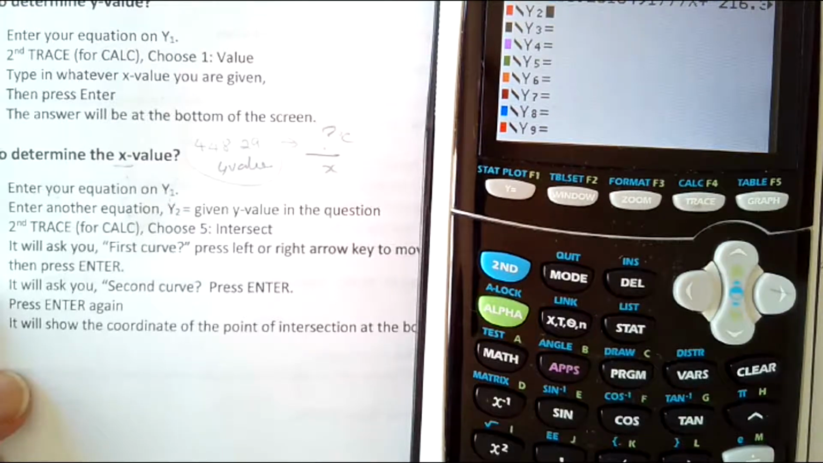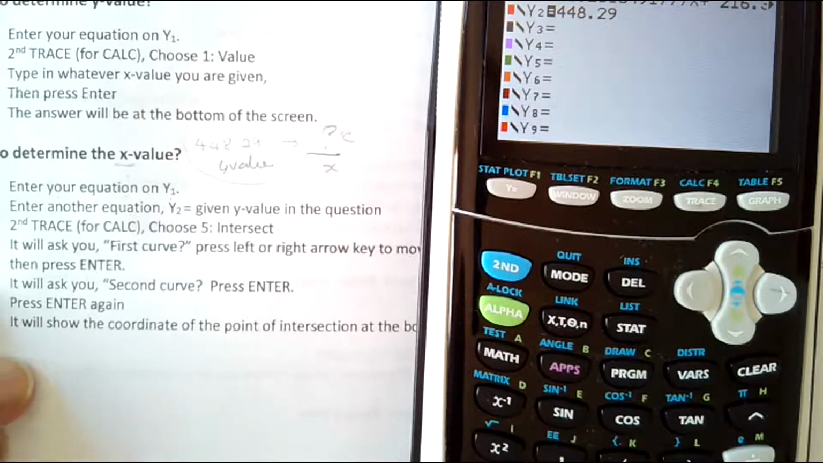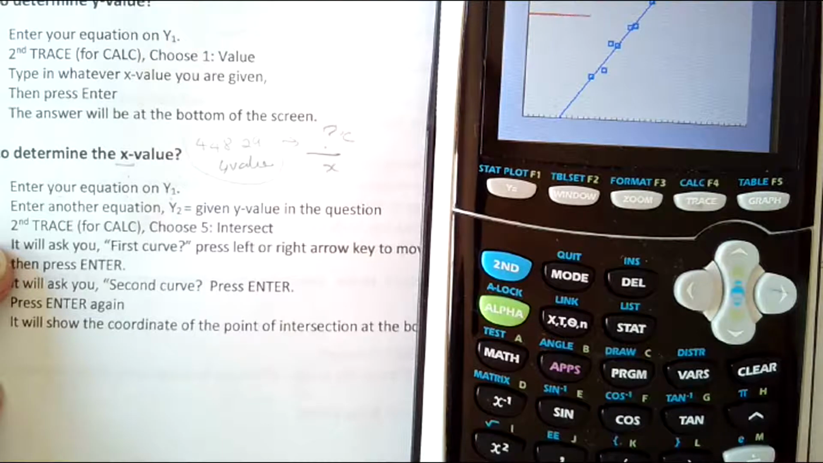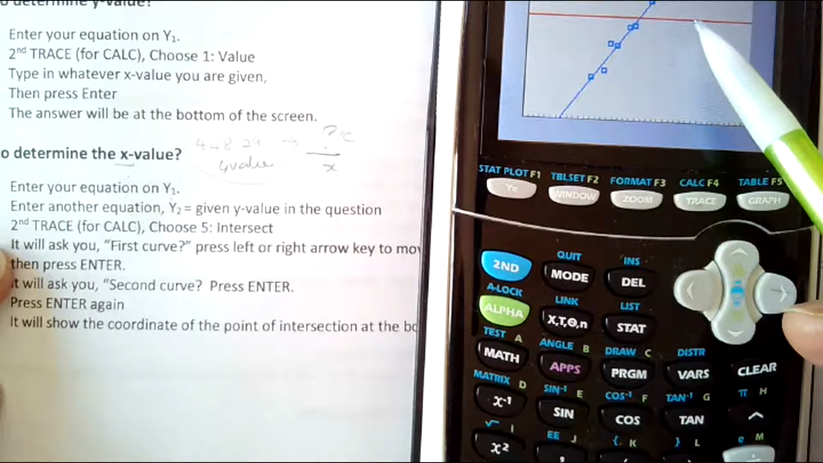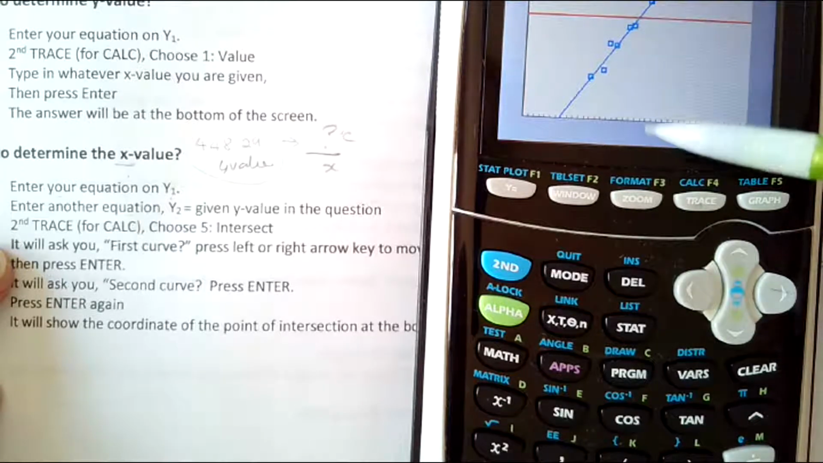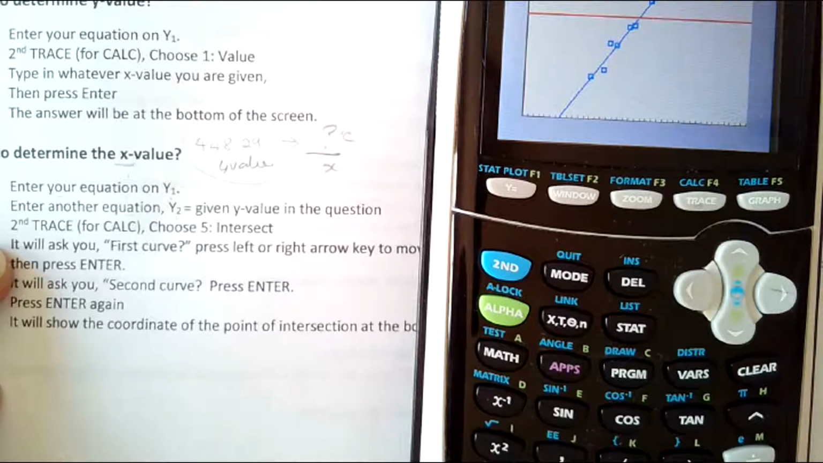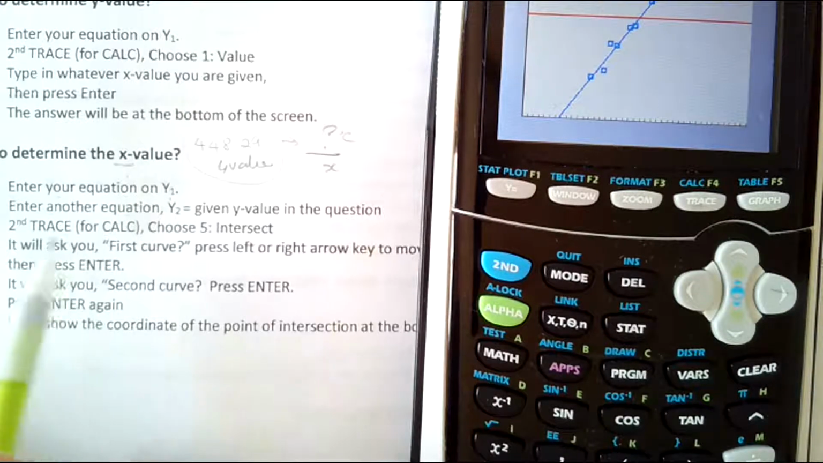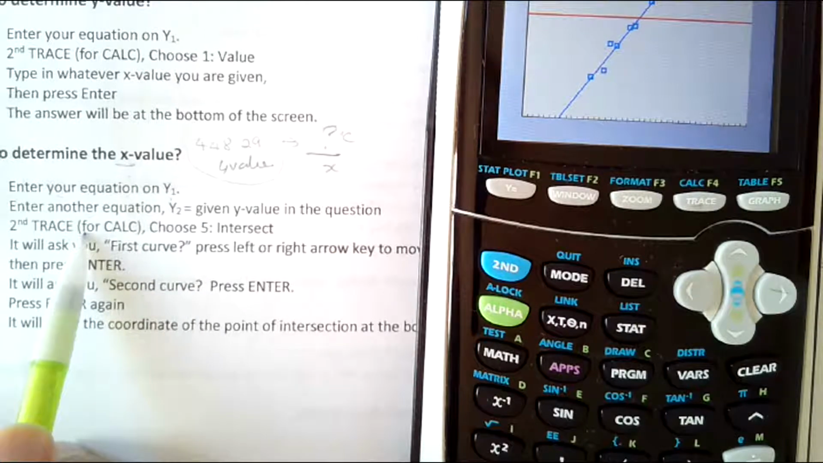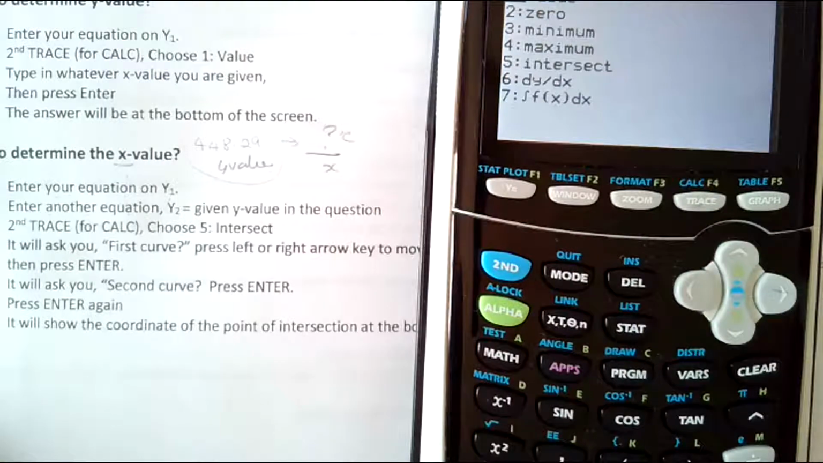So 448.29. Now, if I press graph, I'll see a line. That's my Y equals 448.29. Where it intersects will tell me my X and Y value. And you follow the instructions here. You press second trace, calc. Second trace for calc, so I press second trace.